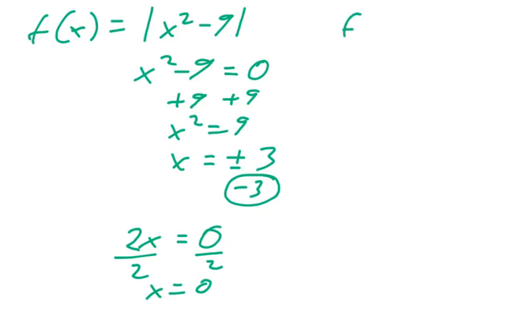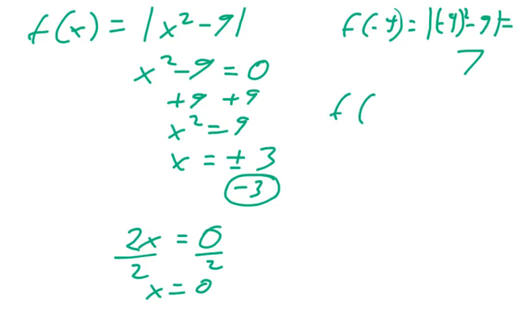So f of negative 3, actually I should start with my endpoint, f of negative 4 turns out to be the absolute value of negative 4 squared minus 9, which is 7. When I plug in f of negative 1, I get the absolute value of negative 1 squared minus 9, which is equal to positive 8, because the absolute value of negative 8 is 8.